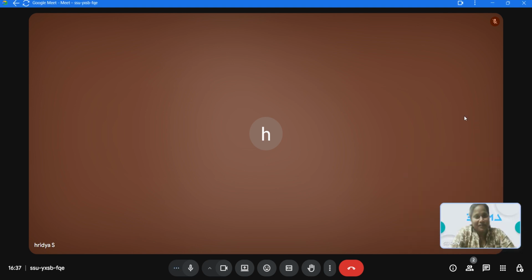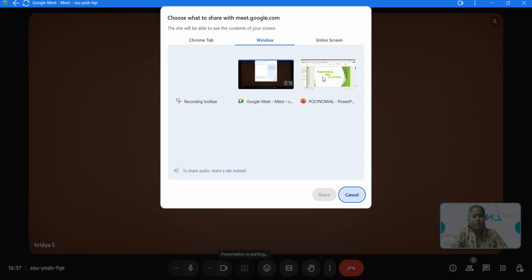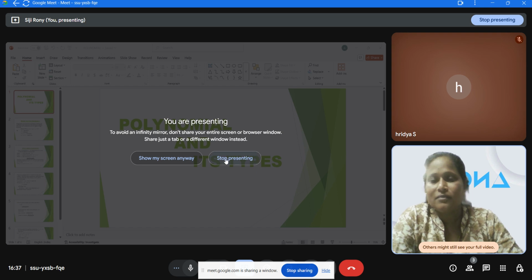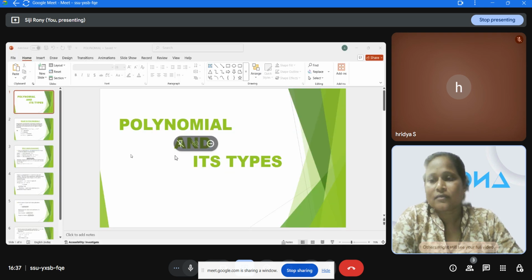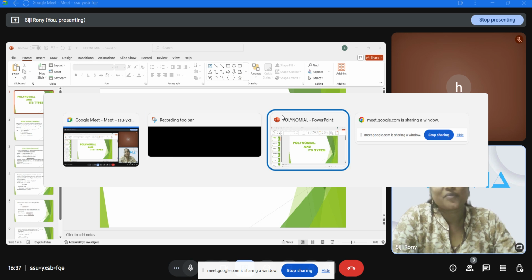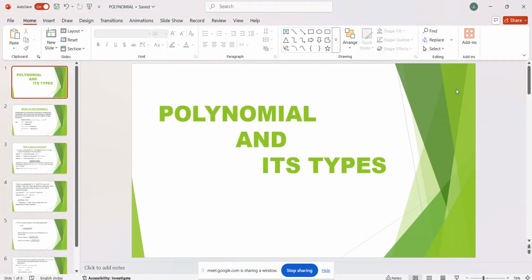Today I am teaching 10th standard mathematics, the CBSE second chapter, polynomials. Polynomials and its types. Then what is a polynomial?